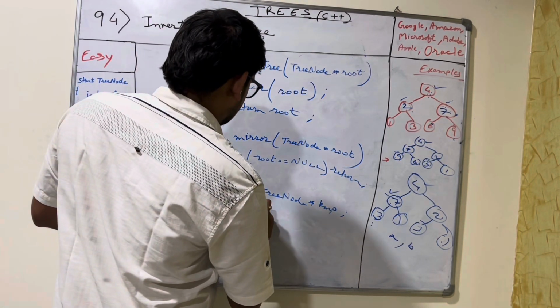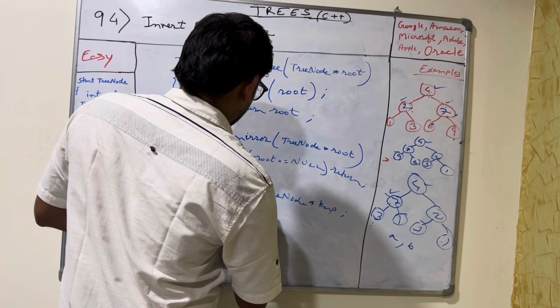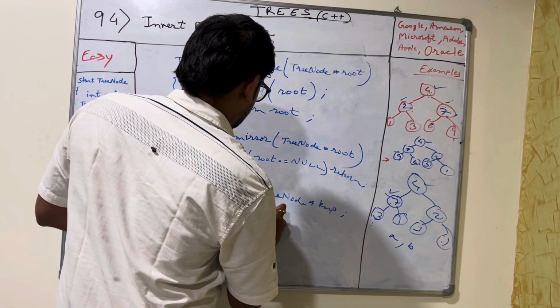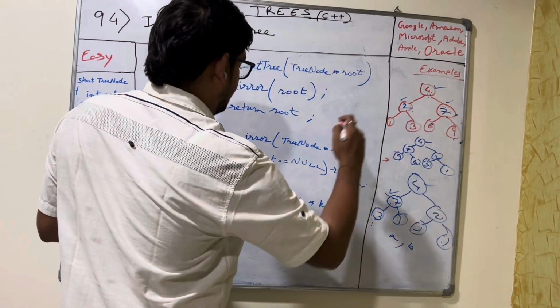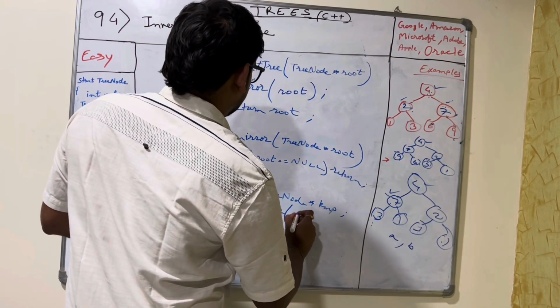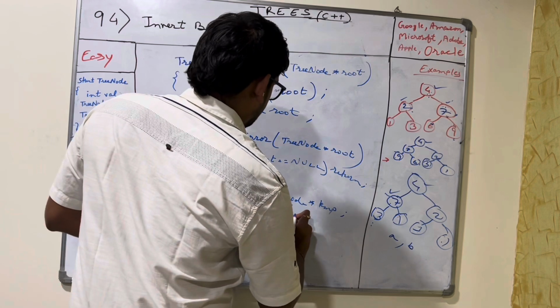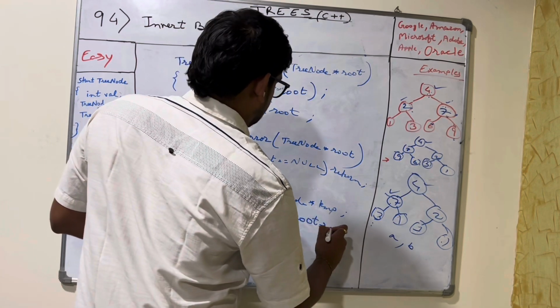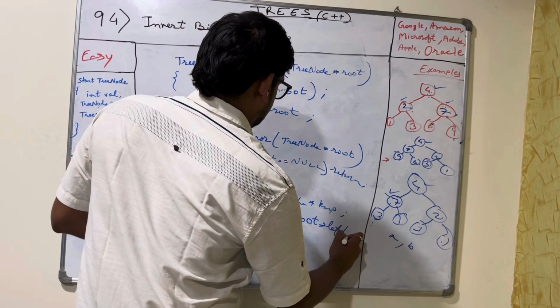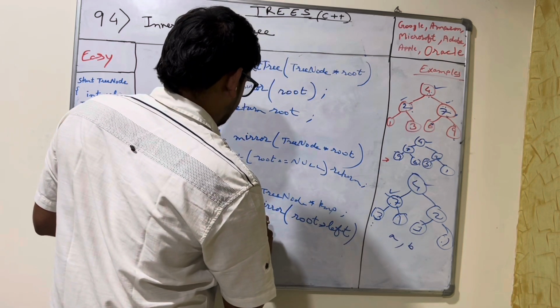We will call the mirror function, and we will pass the left pointer. Okay, mirror root left and mirror root right.